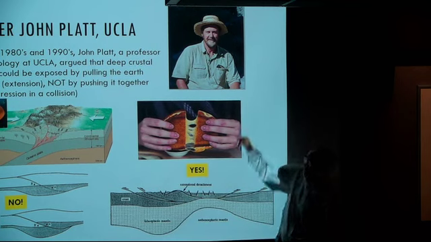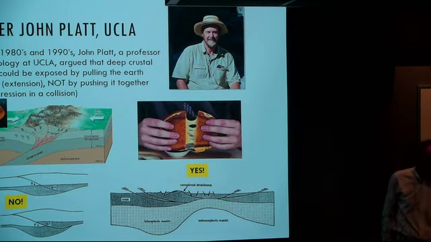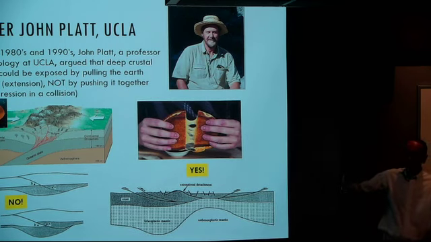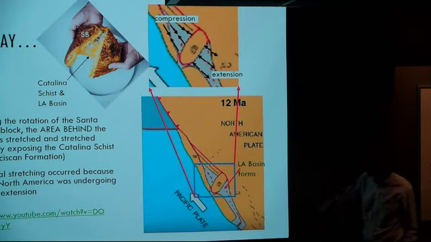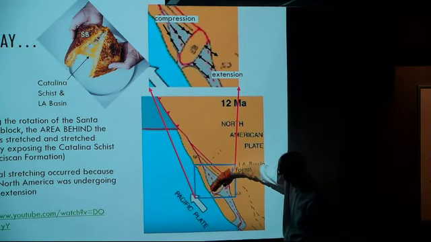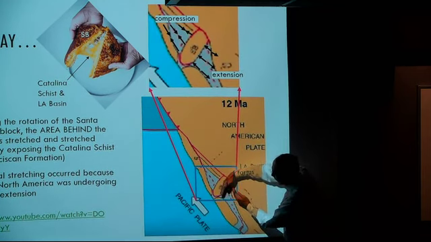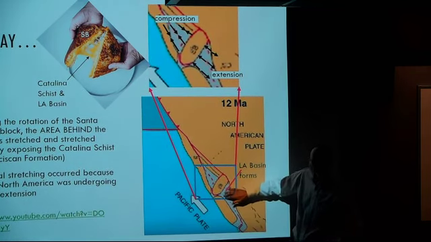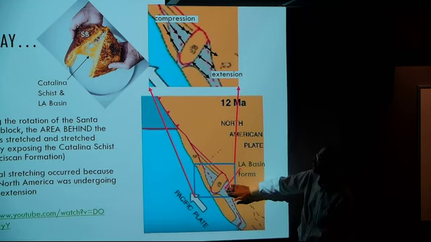So this guy, John Platt, who's a professor today at UCLA, argued that the way you get rocks on Catalina up to the surface is by pulling the crust apart. Well, how do you pull the crust apart? Well, as Santa Barbara is rotating, it's moving away from San Diego, so it's pulling everything apart, and it's right in here that we get the cheese exposed. This is where the Catalina schist comes up to the surface.